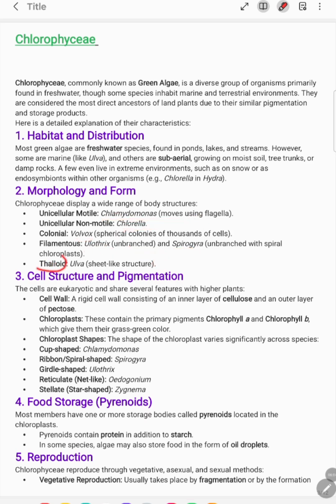Okay. Now, thalloid. They can even exist in thallus structure. Like Ulva. We have just studied about Ulva. What is it? A marine green alga.